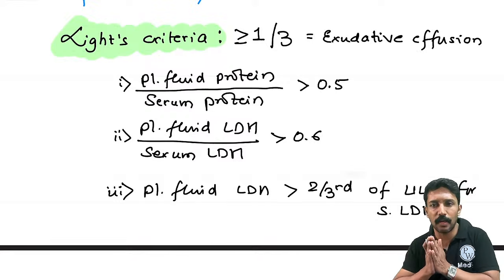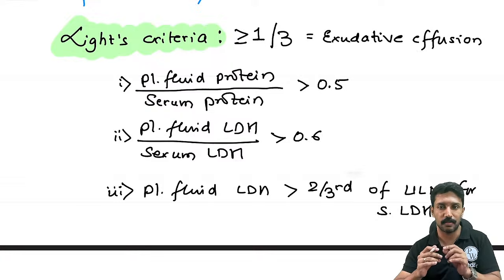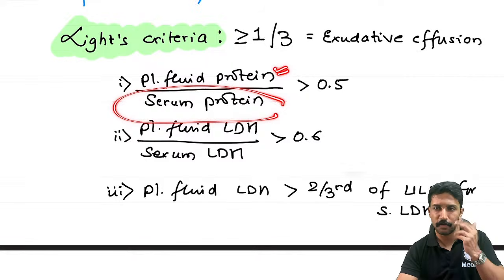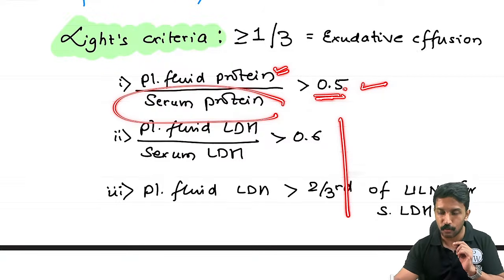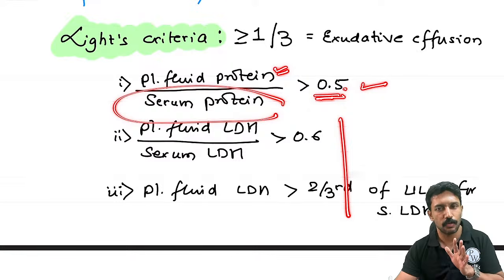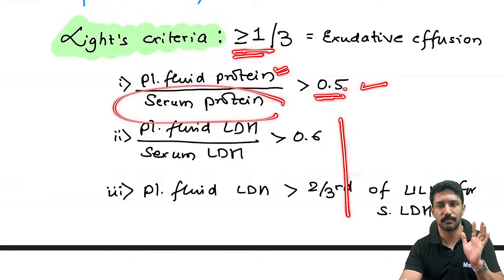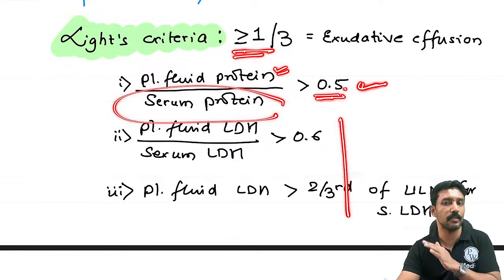You don't have to sit and calculate the ratio. Just see how much is the serum protein and whether in the pleural fluid it is more than half or not. If it is more than half, the ratio will be more than 0.5. So that is exudative. Once this ratio is satisfied, should I calculate the other ratios in the exam? No. What the criteria says? One criteria is enough to call it exudative. So if you get it here, there is no need to look further.